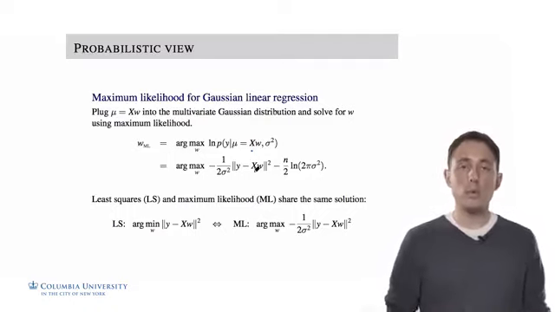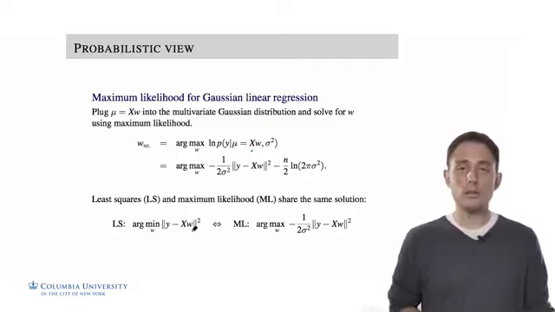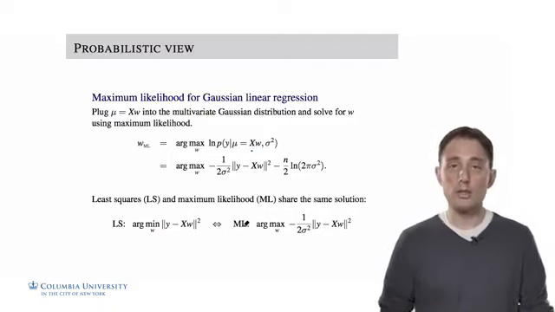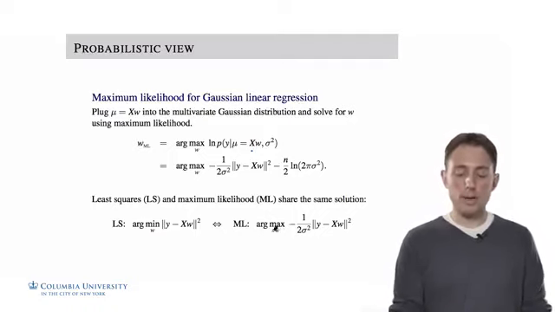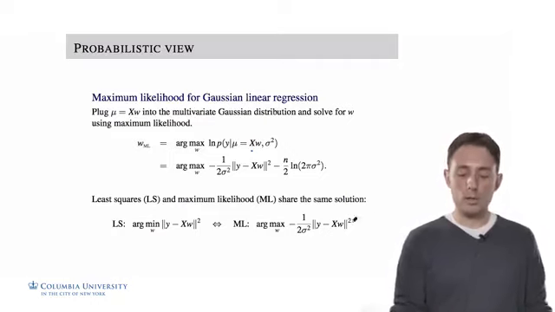So remember, what's the least squares problem? We want to find the vector W that minimizes the sum of squared errors. What's the maximum likelihood problem for our n-dimensional multivariate Gaussian assumption on the data? We're trying to find the vector W that maximizes, so previously minimizes, now maximizes the log of the likelihood of the data over W. Because this term here does not involve W, we don't even bother to write it. And so we're trying to find the vector W that maximizes this function.